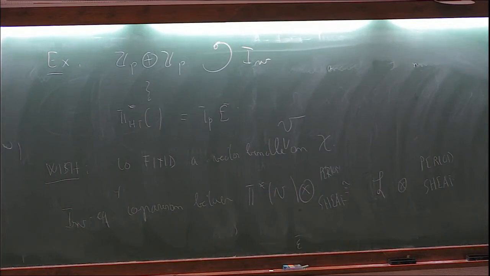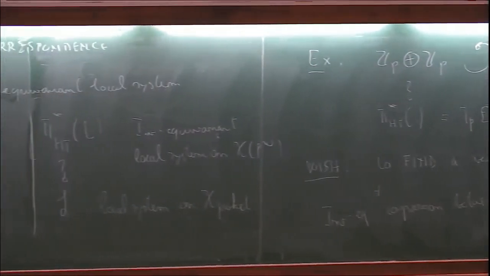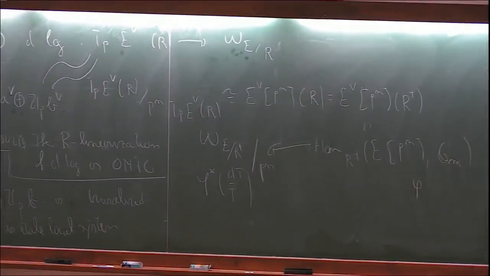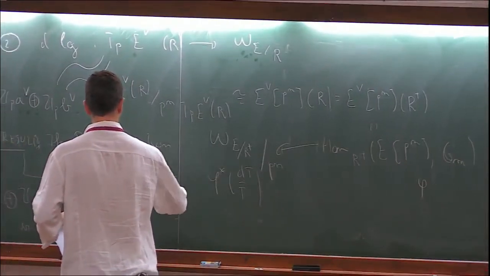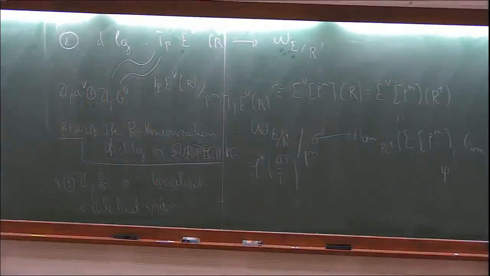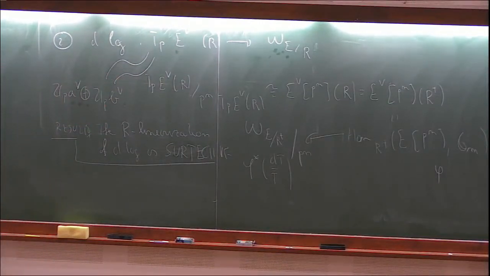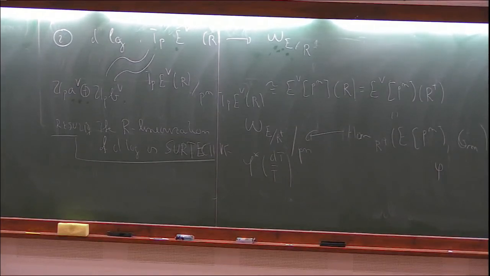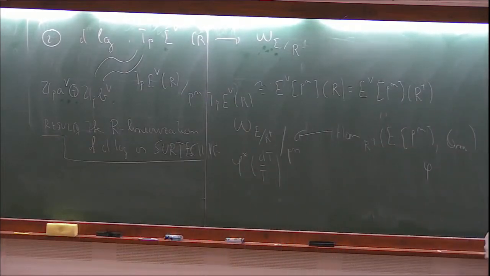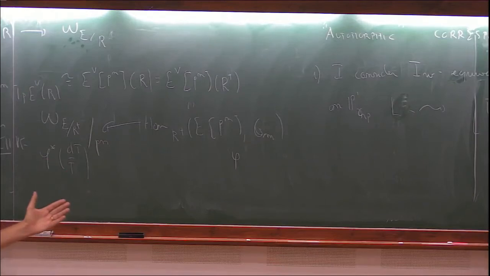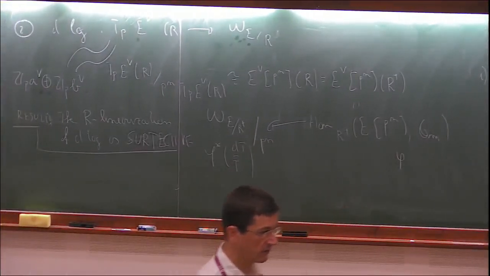So let's see, for example, for that example of Zp plus Zp. For example, one can make it into an automorphic correspondence, not only in this case, but in the case of Shimura varieties of Hodge type. Once I have modules here that arise, for example, from algebraic representations of the Levi of the parabolic of the underlying algebraic group. In this case, the Levi is Gm. So the only interesting representations are given by maps to Gm.